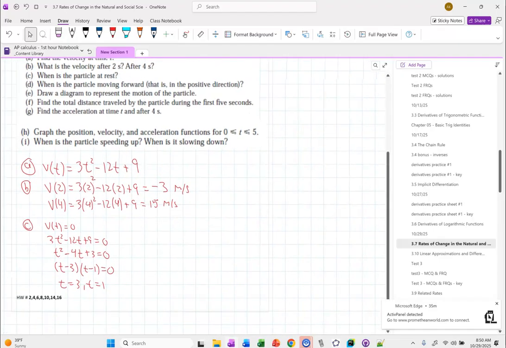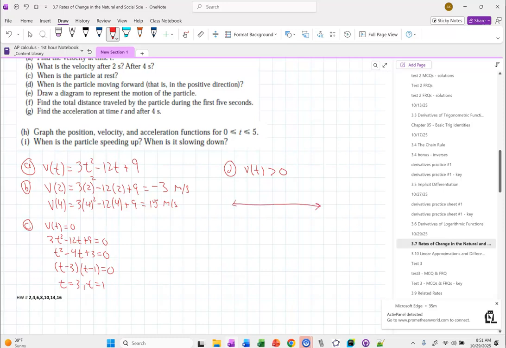D says, when is the particle moving forward? That is, it's moving in the positive direction. What does that mean? What's greater than 0? Velocity, very good. How do I solve an inequality like that? I mean, v of t is quadratic. Remember how to solve a quadratic inequality? Yeah, you're going to build a sign diagram.